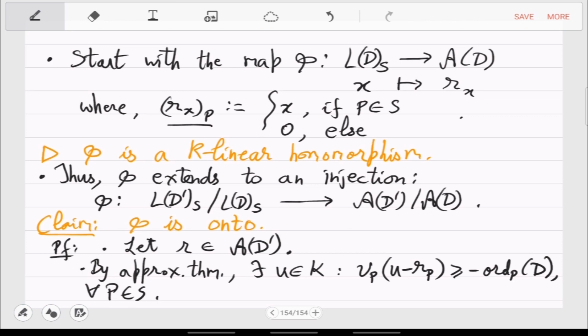The point is that R is an Adele, so it has infinitely many coordinates, but if we only focus on these finitely many coordinates coming from S, we want to approximate only that part by a function u, up to the orders provided in D. That will give us a function u by the approximation theorem. And let's now see whether this u is a good preimage. We'll show that it is. That would finish the proof.